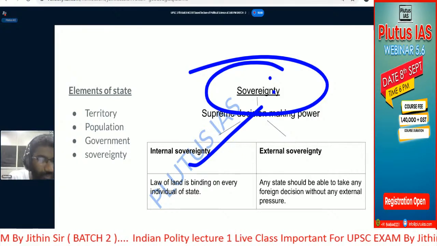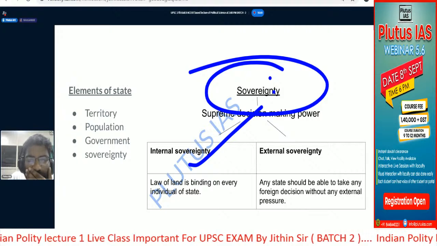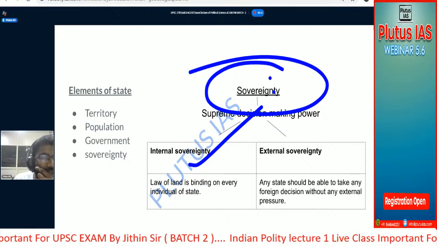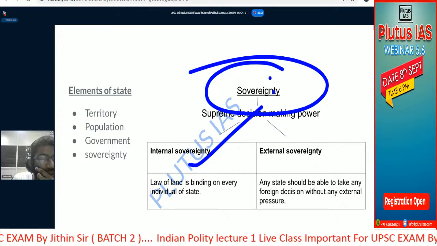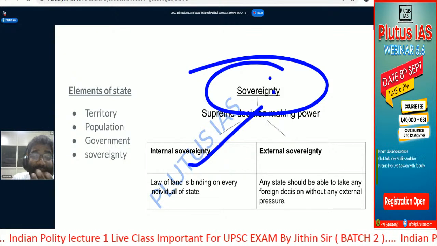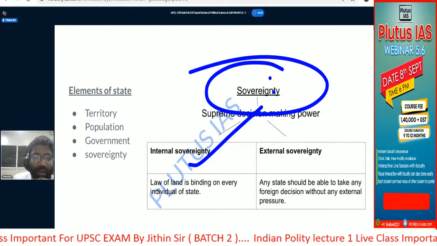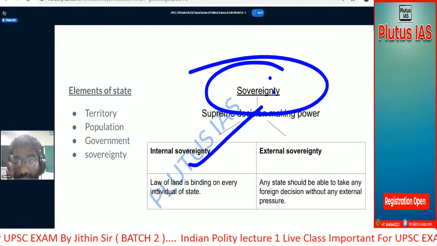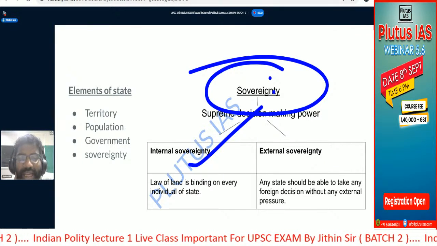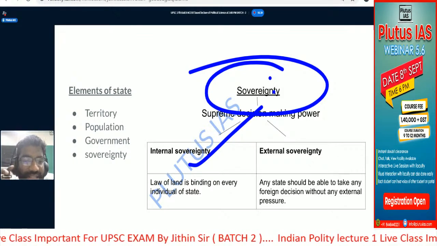Clear? Write down. Internal sovereignty means law of this land is binding on every individual. Law of this land is binding on every individual of the state. State here is nation.